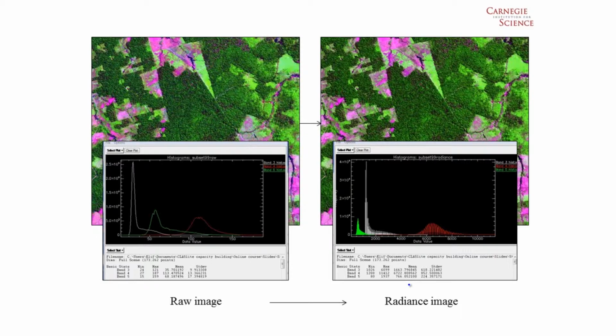Radiance is a measure of the energy radiated by the sun that reaches the sensor, expressed in watts per square meter per solid angle. Although the raw and the radiance images look the same, the image statistics are clearly different. As you can see, the raw data is stored in units of digital numbers ranging from 0 to 255. In contrast, the radiance data is stored as a percentage in integers ranging from 0 to 10,000, where 10,000 is equivalent to 100%.